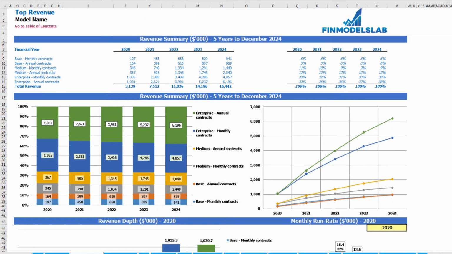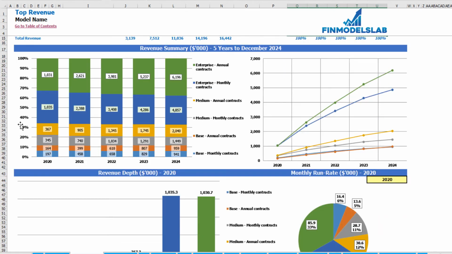In the top revenue tab, you may see the breakdown of your revenue by 3 main offerings, plus additionally the breakdown by monthly and annual contracts for all 3 offerings. Additionally, you can see the breakdown by years of absolute values and the breakdown by years of percentage allocation. On the revenue summary charts, you can see the same information in graphical form, which is the percentage breakdown and absolute values breakdown.